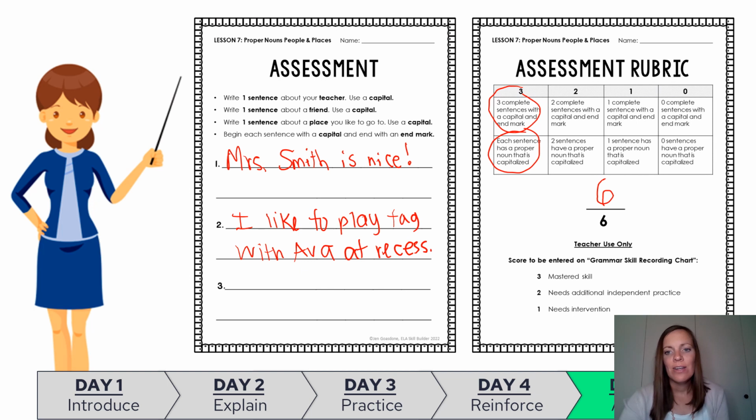And then down here, I just have a little section where if they mastered the skill, like got a 5 or 6 out of 6, you would circle the 3. If they got maybe 3 or 4 out of 6, they need a little bit more independent practice on proper nouns. And then if they got a 0, 1, or 2 out of 6, they need intervention with the teacher, some reteaching. So in this case, she mastered the skill, so I'm going to circle a 3, and she is ready to move on.